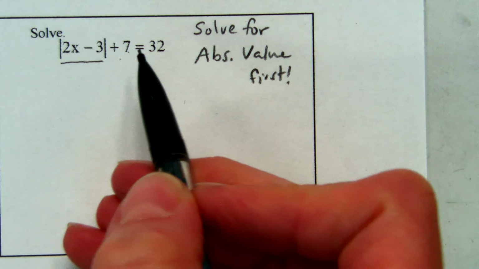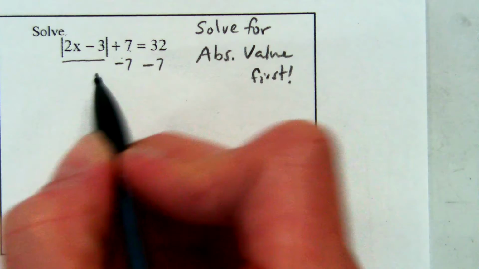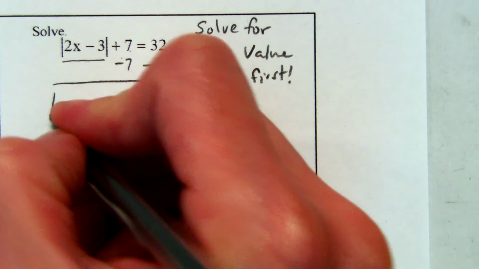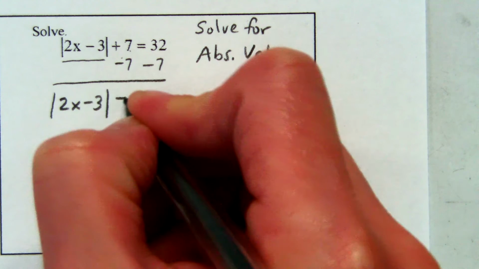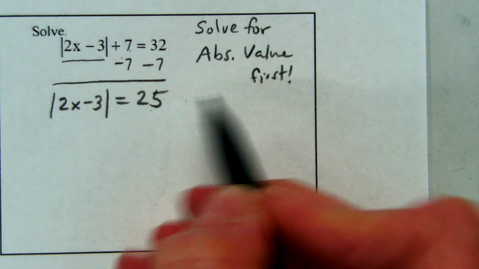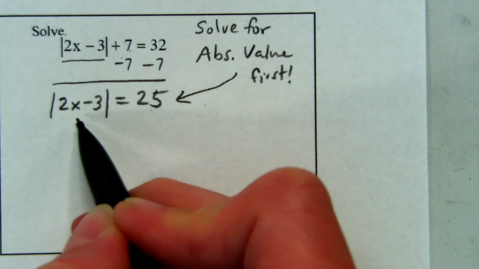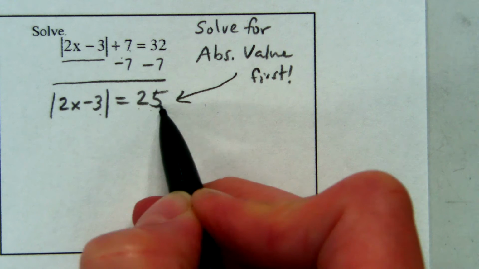Can't distribute. Adrian, what do you think? Subtract 7. You cannot distribute with an absolute value. It doesn't work. So we still have the absolute value of 2x minus 3 equals 25. Good. So we do this first. We got the absolute value all by itself, and I have the number over here.